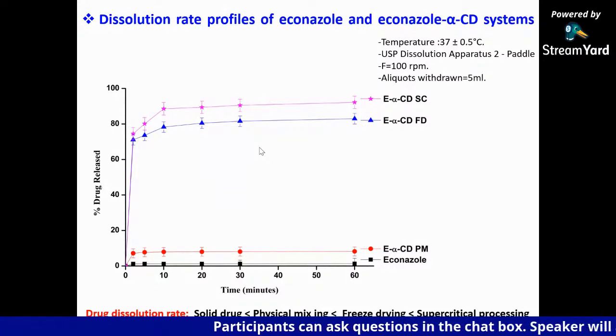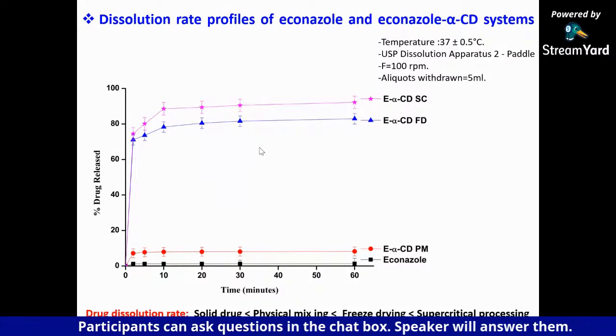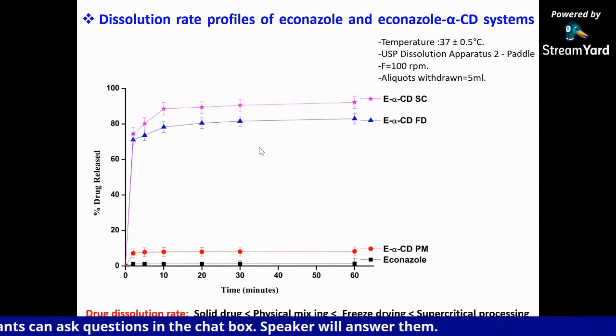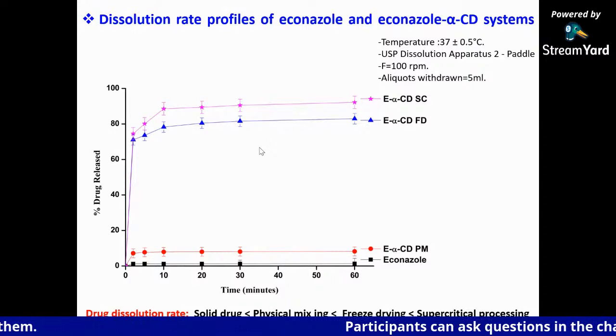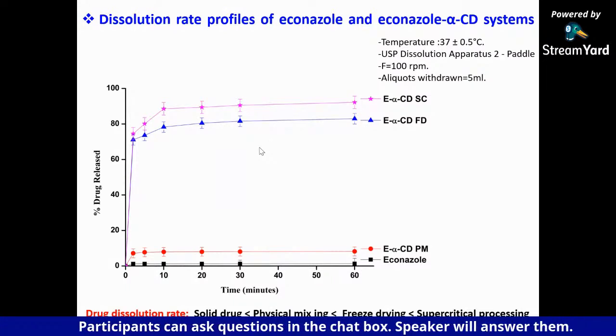And we employed various temperature conditions. The temperature was 37 plus or minus 0.5 degrees Celsius. We employed a paddle, and the speed was 100 rotations per minute. And we were using aliquots of 5 milliliters.